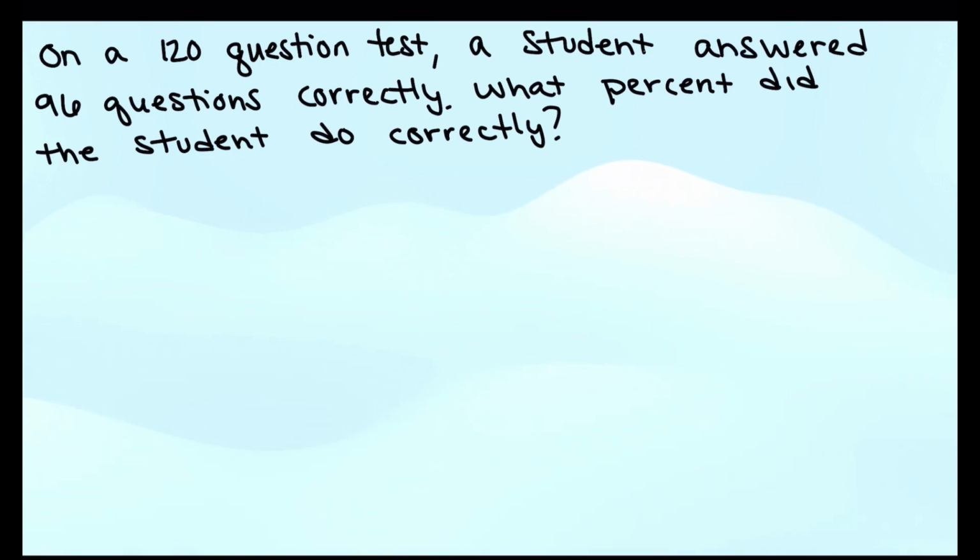On a 120 question test, a student answered 96 questions correctly. What percent did the student do correctly? So in this problem, we can choose to set up either an equation or a proportion. I'm going to set this one up using a proportion. The proportion is percent over 100 equals part over total.